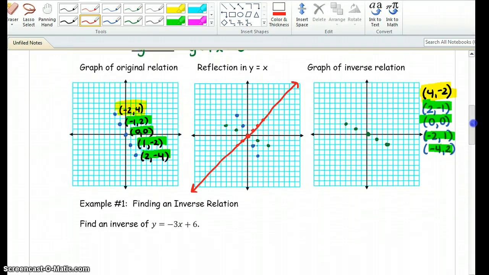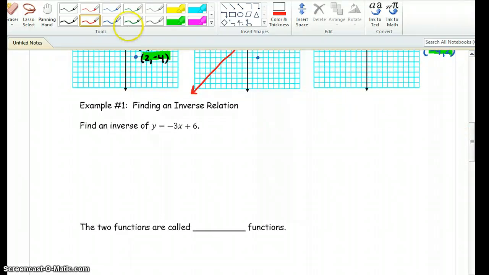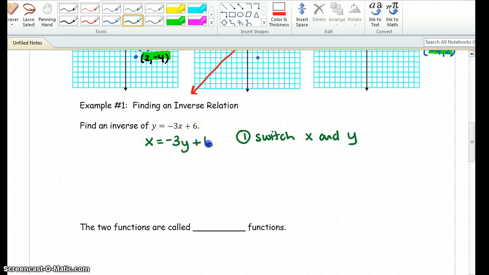Alright, let's continue. How do you find the inverse relation given an equation? For example, in this case, it says find the inverse of this. There are really only 2 steps. The first thing is we switch the input and the output, so the x and the y. The first step would be x equals -3y plus 6. Notice that the only thing we switched is the x and the y. Instead of writing y, I wrote x, and instead of writing x, I wrote y.